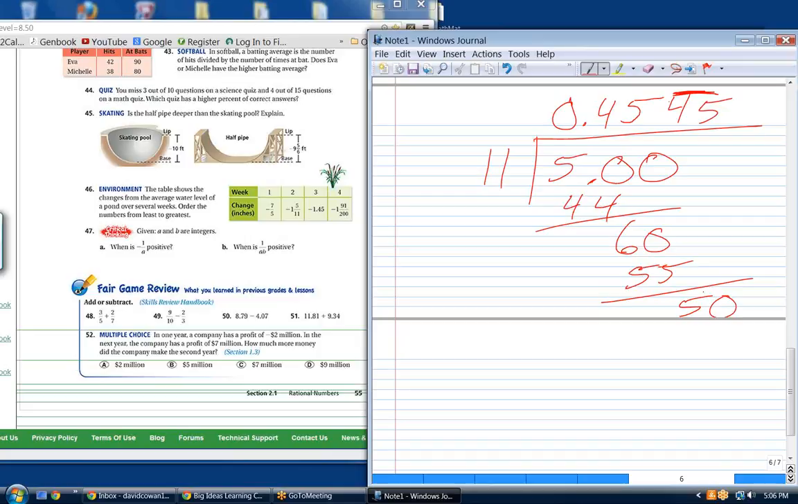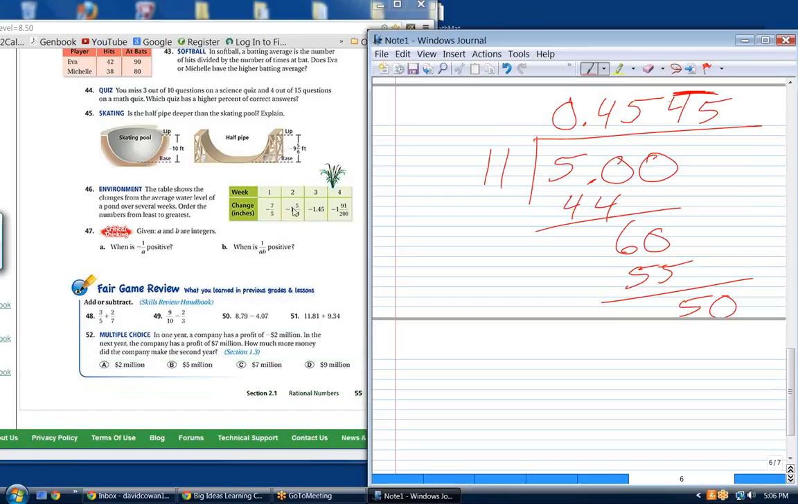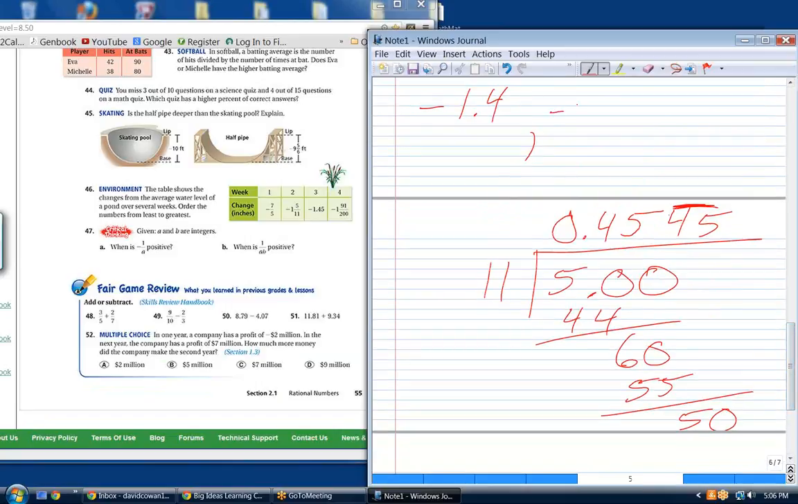The moment you get back to 50, you know you have a repeating decimal, because it's just going to go the same every time. In other words, when we divide 11 into 50, we get 4, 5, and then we're going to get 4, 5 again, and if we keep going, we'll get 4, 5 again. So this number can be written as negative 1.45 repeating.